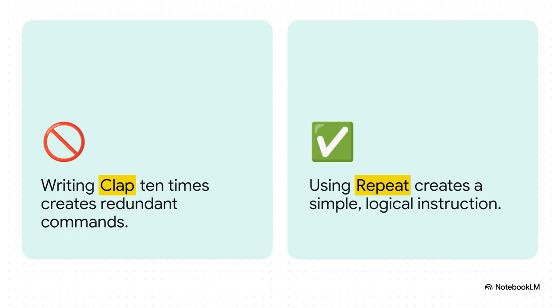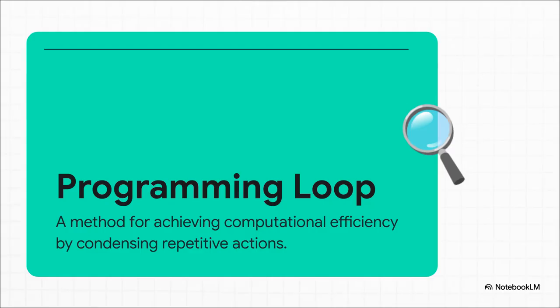But then, look at the other side. You have this incredibly clean, elegant alternative. Just repeat 10 times. That one simple, logical instruction gets you the exact same result, but it instantly cuts out all that useless redundancy. It literally transforms a fragile, bloated script into a lean, mean set of instructions that a computer can execute flawlessly. So what do we actually call this elegant little solution? It is, of course, the programming loop.